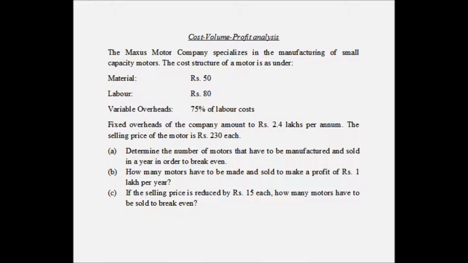Let us look at another example of cost volume profit analysis. The Maxus Motor Company specializes in the manufacturing of small capacity motors. The cost structure of a motor has been given to us. So for manufacturing each motor, the material cost is rupees 50, the labor cost is rupees 80, and the other variable overheads is 75% of labor cost. That means 75% of rupees 80.